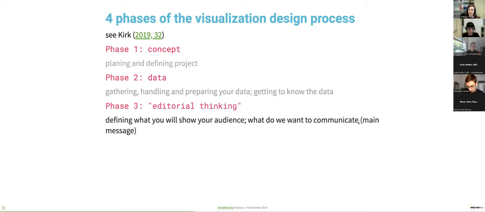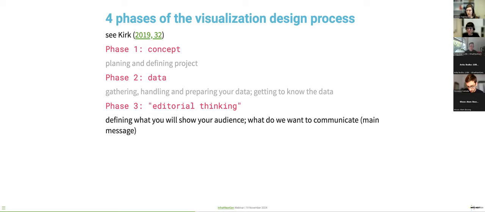The next step is editorial thinking. So think of what you will show your audience and what you want to communicate. So what's the main message? A graph is not just a nice thing to look at. Its basic purpose is to inform people. And informing people means you have to have something that is worth being communicated.